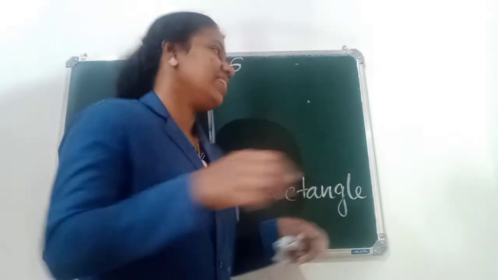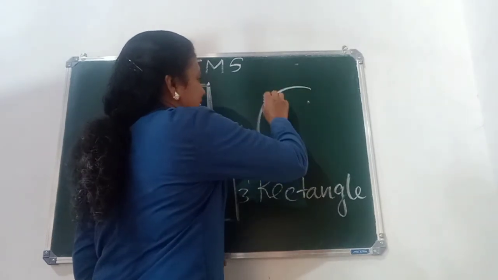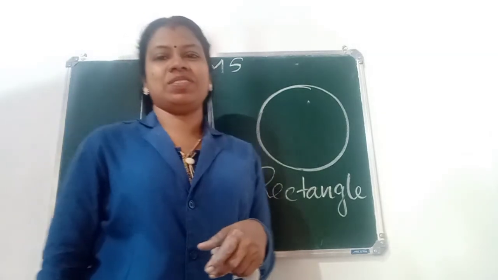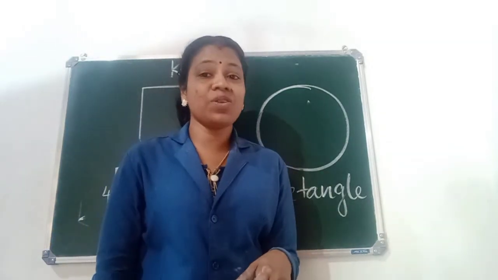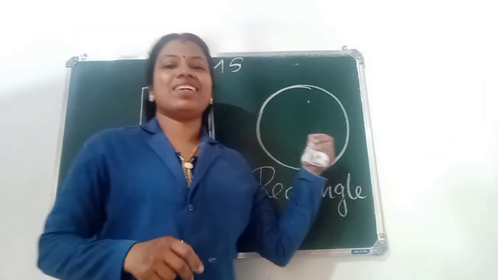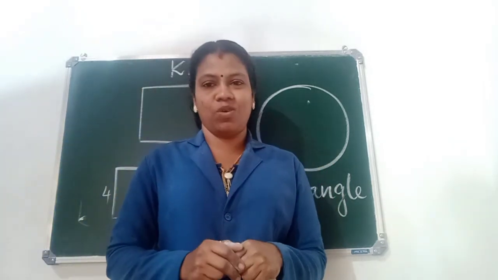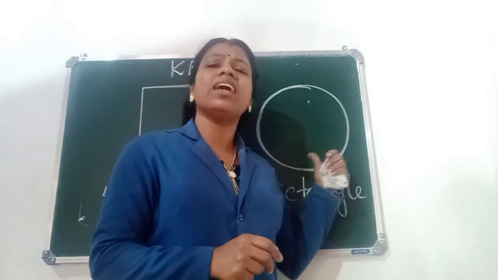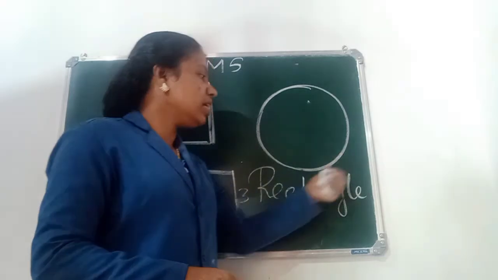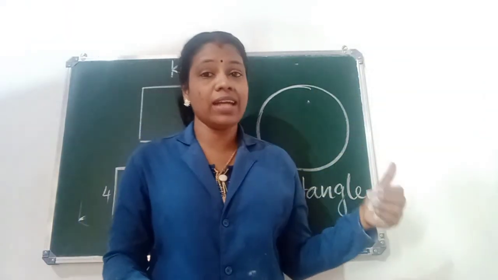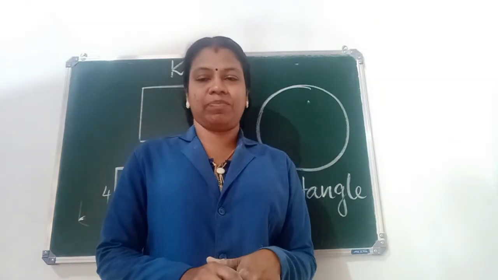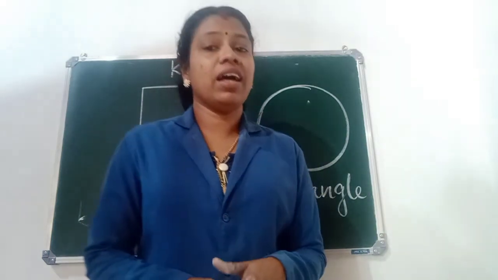And the last plane figure, it is very simple. It is a circle. What about a circle? A circle has no sides and no corners. It has a curved line only. It is made up of a curved line.